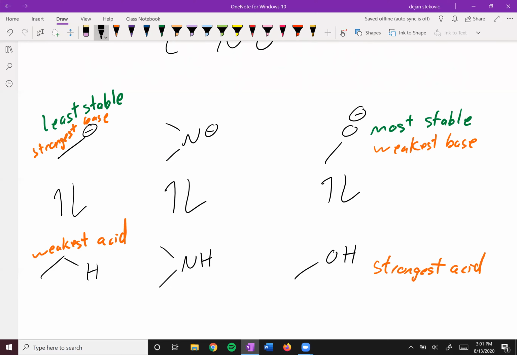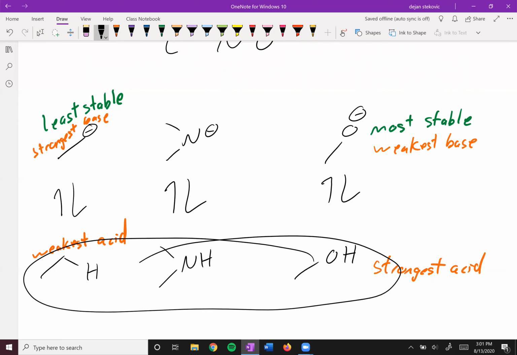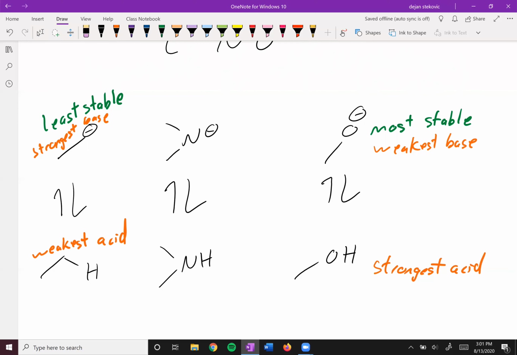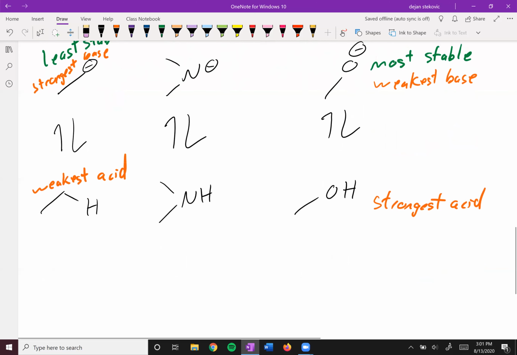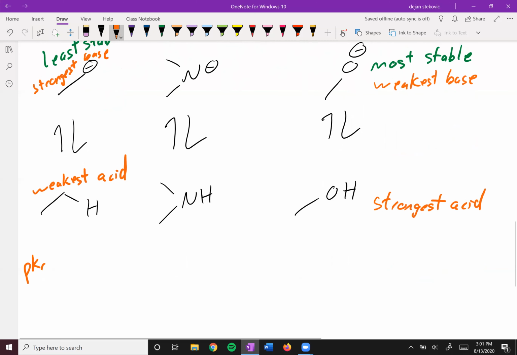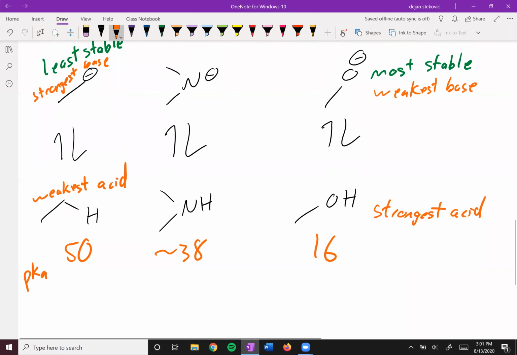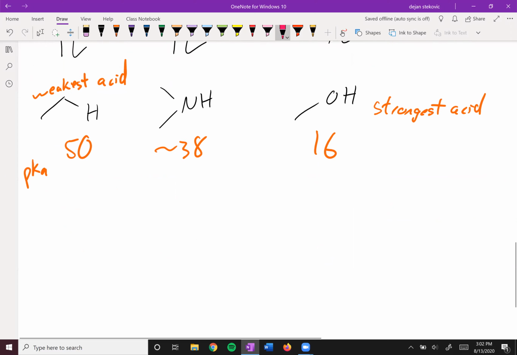So when you're thinking about how strong one of these acids is, you want to think about how stable their conjugate base is, right? And you can tell by the pKa's here. So the pKa of this guy is 50, this one approximately 38, and then this one 16, right? So we get a more stable conjugate base, or a stronger acid, as we go to the right. But remember, these must be the same charge if you're going to compare them.